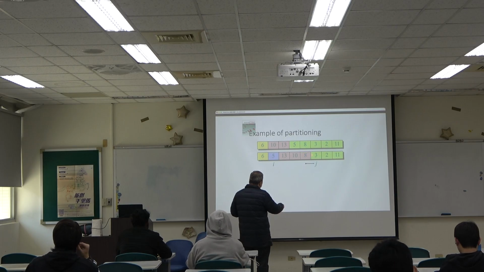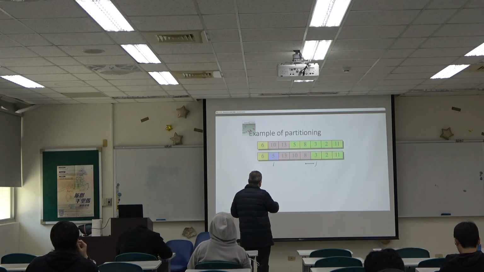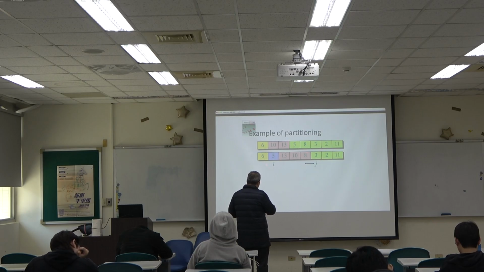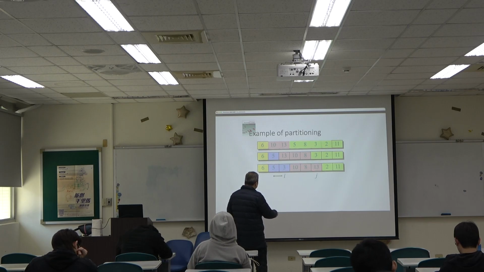And again, 3. 3 is smaller than 6. So we need to swap 3 with the first element of the pink part. So 3 and 13 get swapped. And I gets advanced by 1. J gets advanced by 1. After the swap, I advances to here, and J needs to advance to the next one.